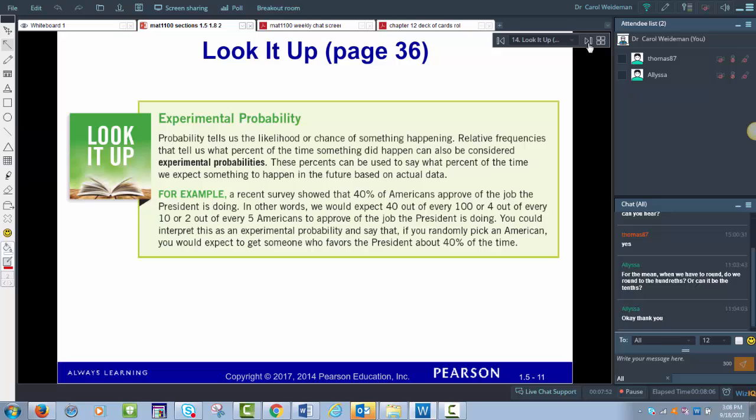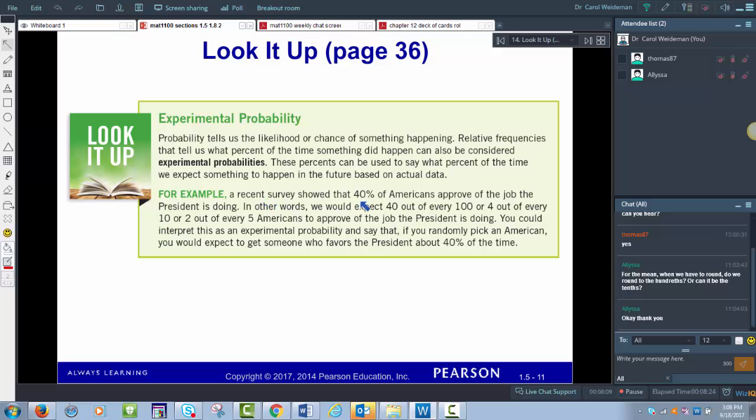All right, and then this section also talks about experimental probability. So probability is the likelihood of something happening. And when we talk about experimental, it means we have to actually gather the data. We have to use the relative frequencies to answer the questions. So things like surveys are experimental probability.